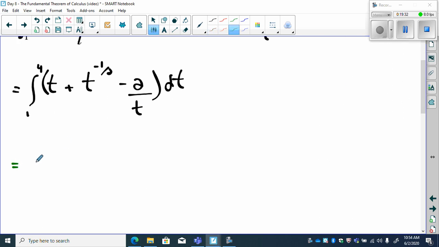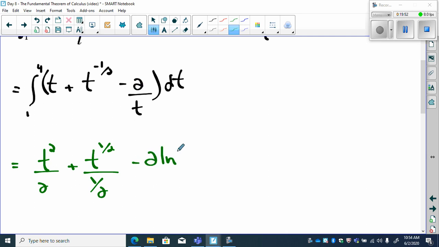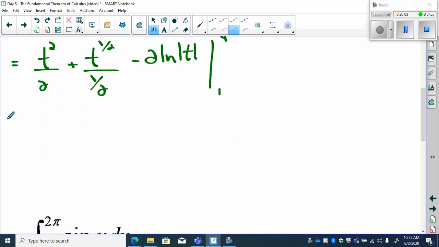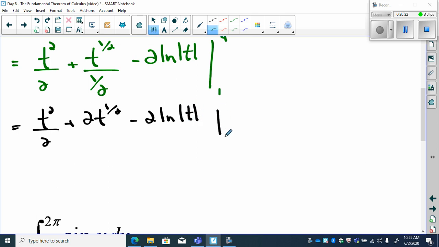Now I can do my general antiderivative. So the antiderivative of t would be t squared over 2. The antiderivative of t to the negative 1/2 would be t to the 1/2 divided by 1/2. And the antiderivative of negative 2 over t would be negative 2 ln absolute t. Don't bother putting a plus c. Okay, it's a definite integral, and I'm going from 1 to 4. So this is going to equal t squared over 2 plus 2 t to the 1/2 minus 2 ln t from 1 to 4. So now I'm going to fill in my 4.